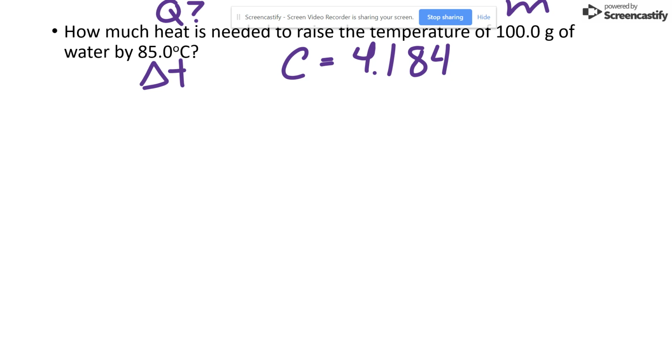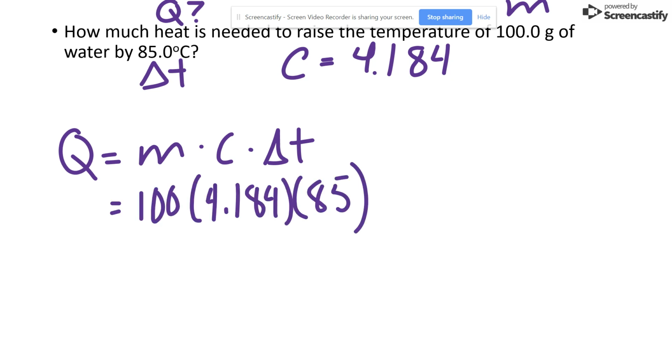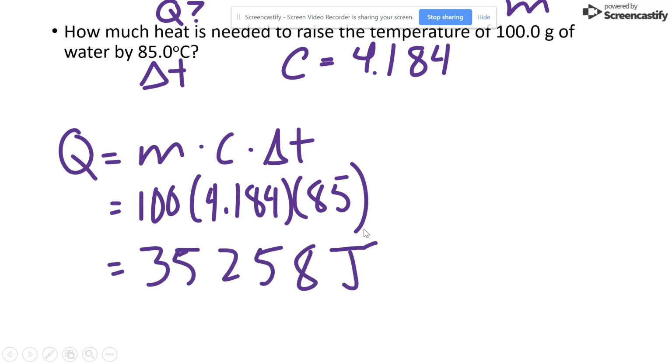And so now you need to write out your formula. Your formula, again, is Q equals M times C times delta T. Then when we plug in all of our variables, we know our mass is 100, our specific heat is 4.184, and our temperature change is 85. When we do the math for that, we get 35,258 joules because we rounded.